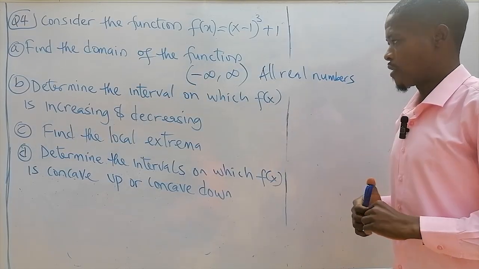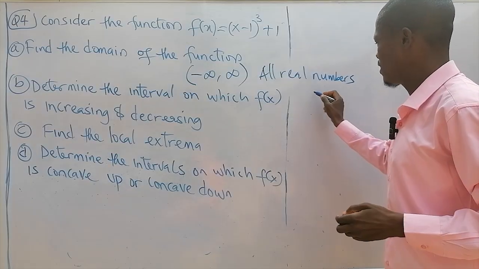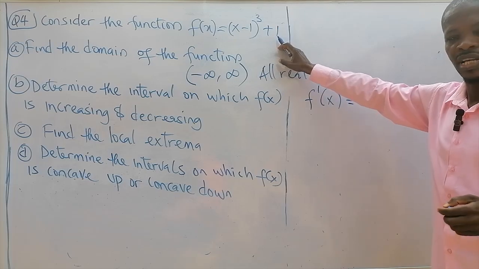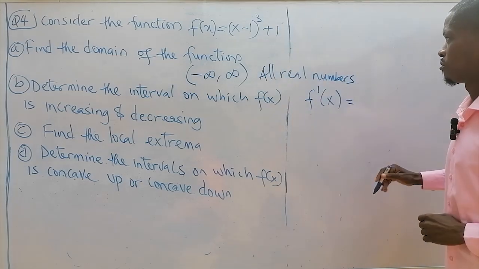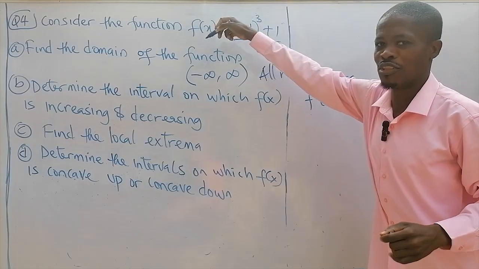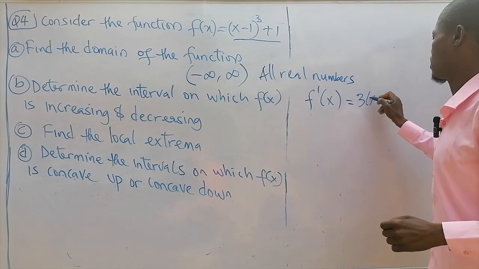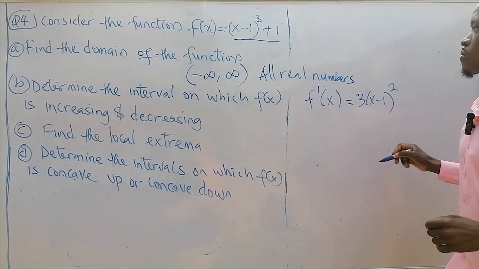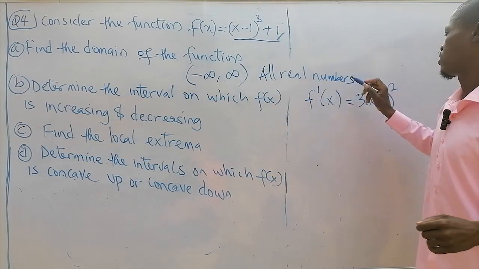For the B part, to find the interval on which f is increasing and decreasing, there are steps to be taken. The first step is to find the derivative of this function, I mean the differential coefficient of that function. And that will be equal to, look at your function, the power 3 will go to the front. So we have 3 times x minus 1, and then the power also minus 1, that's power 2. And the derivative of a constant is 0.